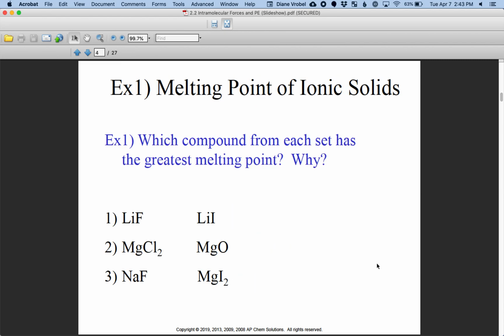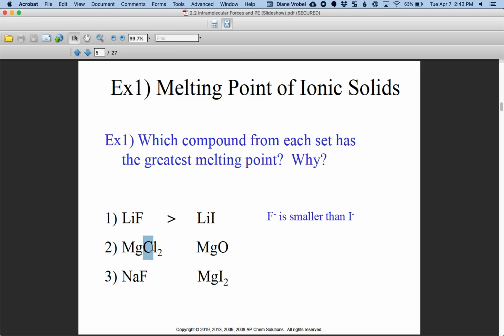Here we're looking at melting point of solids, and notice they're all ionic. So we have a metal with a nonmetal, but the question is, what is the difference? If you look at fluorine versus iodine, hopefully you can remember which one is the bigger ion. Fluorine is smaller, therefore the attraction should be higher because the distance between lithium and fluorine is smaller. So the melting point should be higher for lithium fluoride.